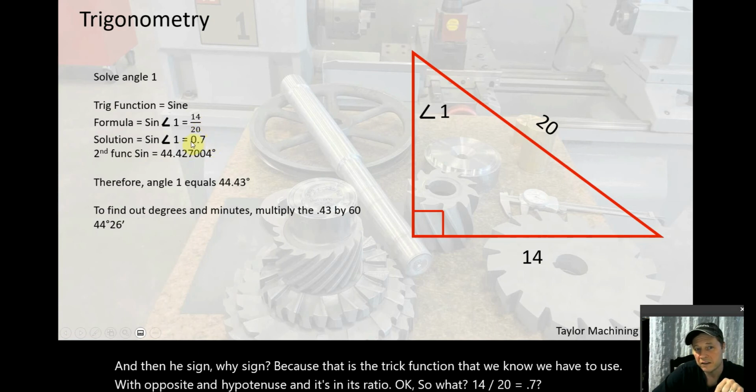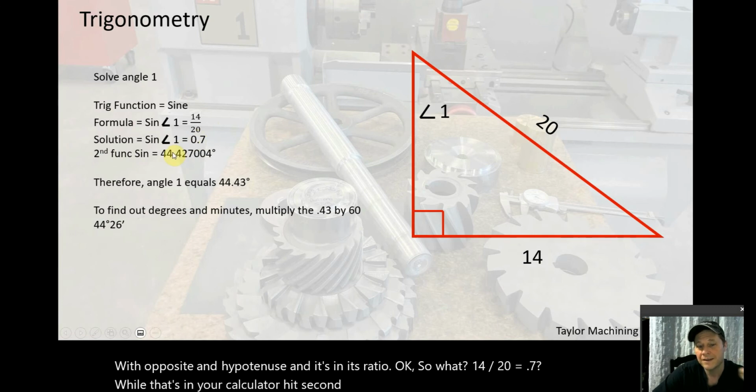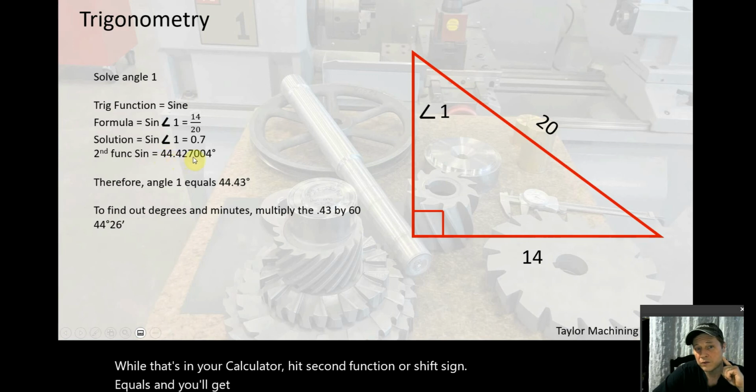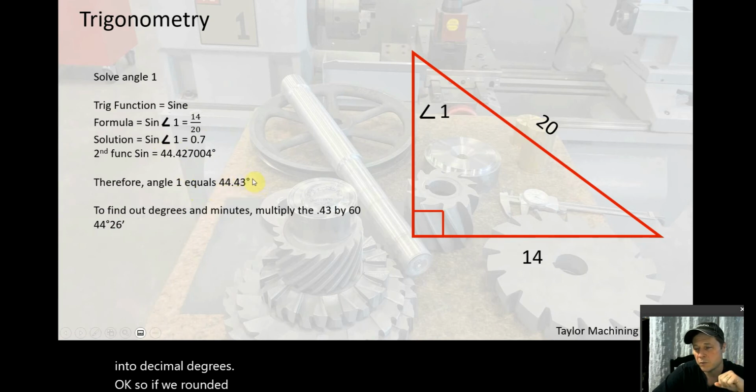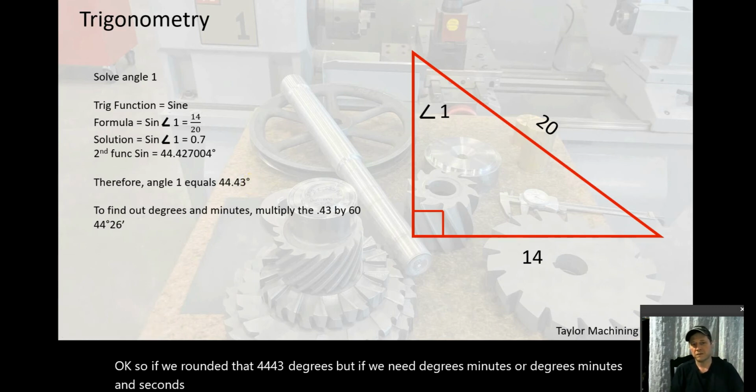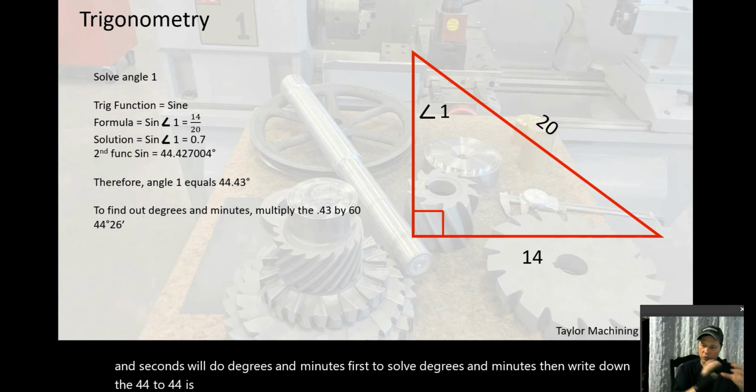While that's in your calculator, hit second function or shift, sine, equals, and you'll get 44.427004 degrees. So what that does is it converts a decimal fraction into decimal degrees. If we rounded that, 44.43 degrees. But if we need degrees and minutes, or degrees, minutes and seconds, we'll do degrees and minutes first. To solve degrees and minutes, write down the 44. The 44 is your whole degree, so write that down.